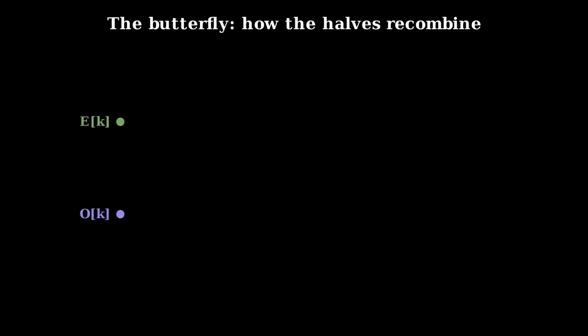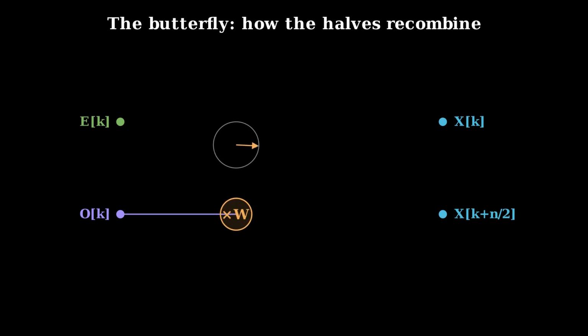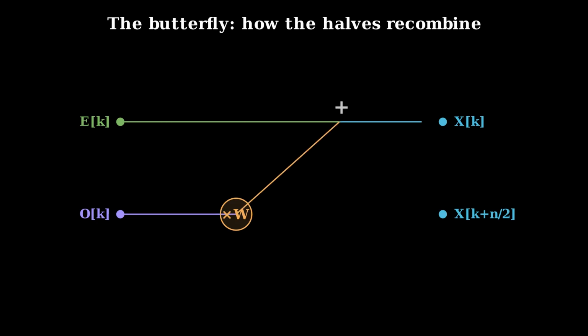When you stitch 2 halves back together, you use a little 2-in, 2-out gadget called a butterfly. First, the odd half gets rotated by a fixed angle. Engineers call it a twiddle factor. It's just a spin on a circle. Then add it to the even half for the top output and subtract it for the bottom output. 2 inputs, 2 outputs, and the crossing lines are exactly why it's called a butterfly.